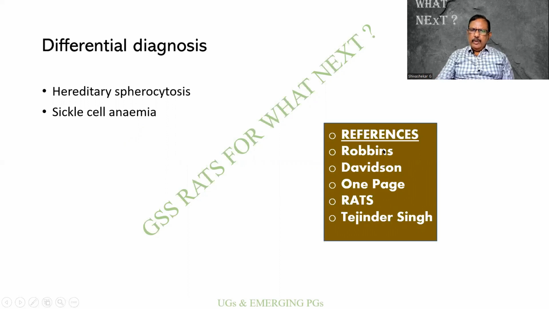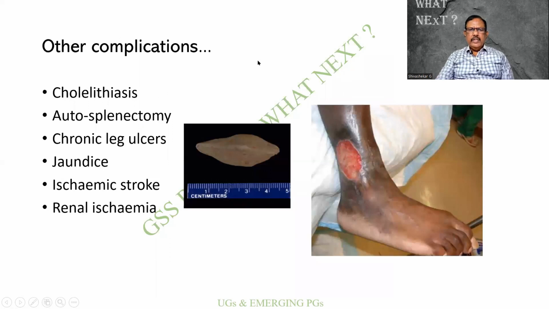My references will be Robbins, Davidson, one page, the book that I have authored, R.A.T.S, my channel, and Tejinder Singh, an important contributor for hematology. The other complications can be cholelithiasis, autosplenectomy, leg ulcers, jaundice, ischemia, and there can be renal infarcts also, a classical leg ulcer.